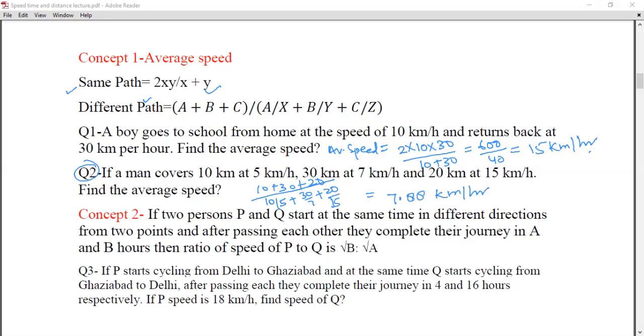So concept two: if two persons P and Q start at the same time in different directions from two points, and after passing each other, they complete their journey in A and B hours, then the ratio of speed of P to Q is given as root A is to root B. Here A and B are the hours, and the ratio of speed is given for P and Q.